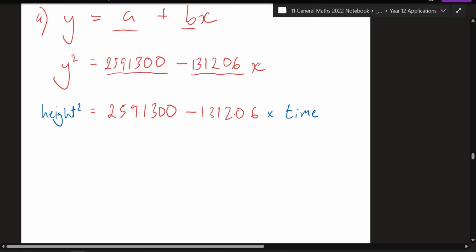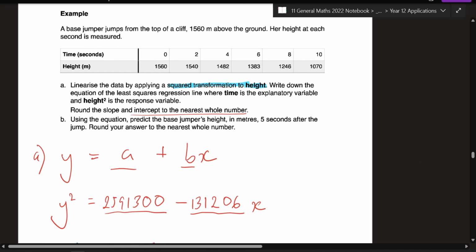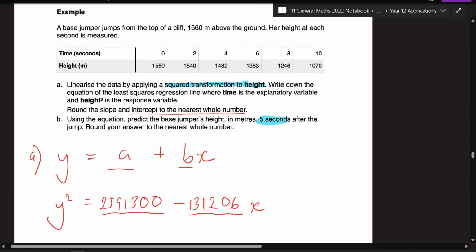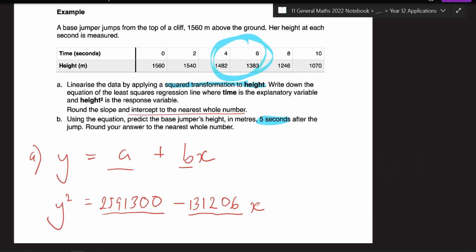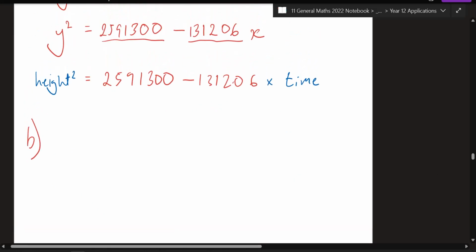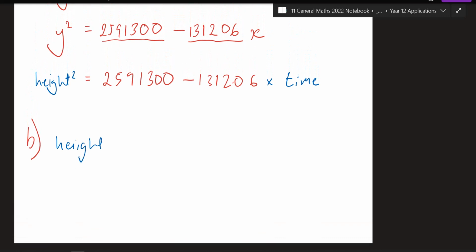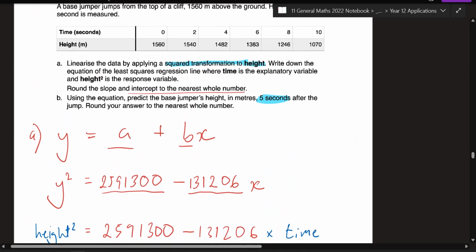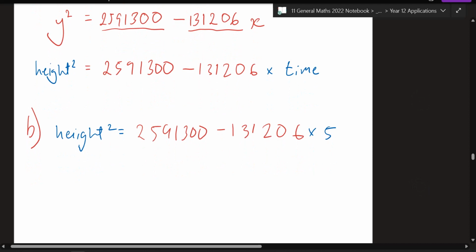All right, question B, we're going to make another prediction again. The prediction here is now, make a prediction on the height after 5 seconds. So if it's after 5 seconds, it should be somewhere between these values, 1482 and 1383. So let's make a prediction. So height squared is equal to 2591300 take away 131206. Sorry, that's not a decimal. Multiply by time, which is, in this case, 5 seconds.